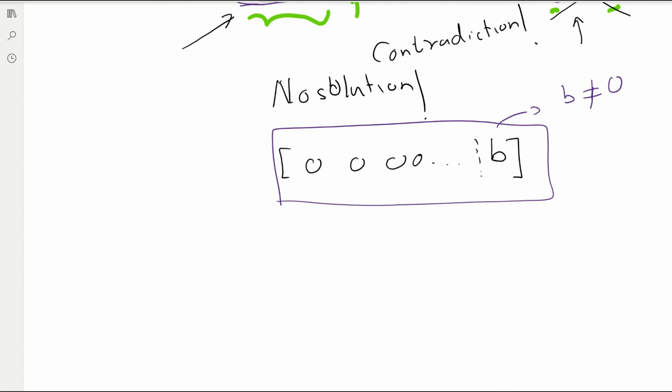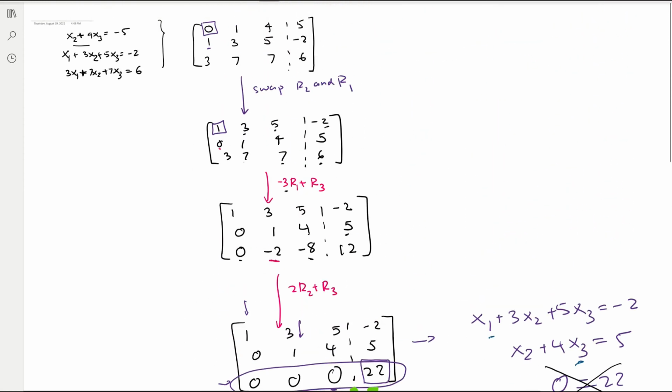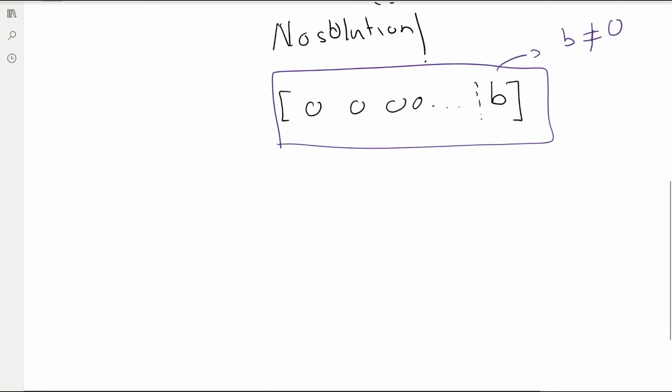So in the previous video, we learned a case where we have a unique solution. We were able to find the solution. But here's an example where we cannot find the solution, but we identify it through row echelon form. And this makes sense. Why does this make sense?